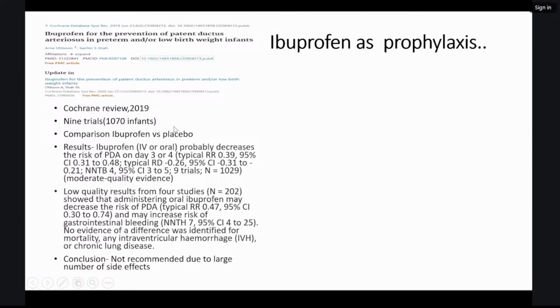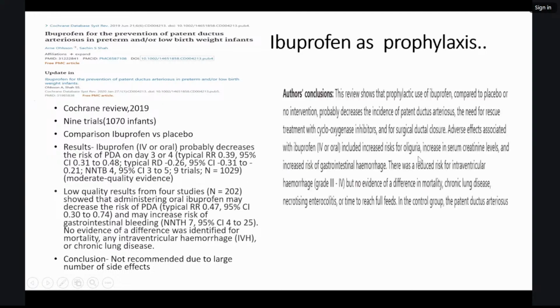So this is a Cochrane review on the role of ibuprofen as prophylaxis. They have concluded that for the prevention of patent ductus arteriosus in preterm and low birth weight infants, ibuprofen probably decreases the risk of PDA and ligation while it was used for the closure. But it has its own complications, that is NEC and gastrointestinal hemorrhage. So it always has to be weighed whether to use or not.